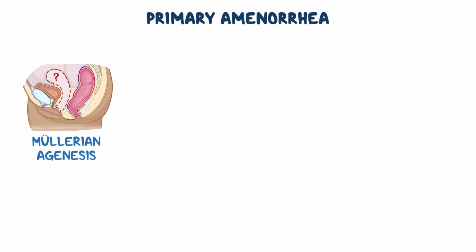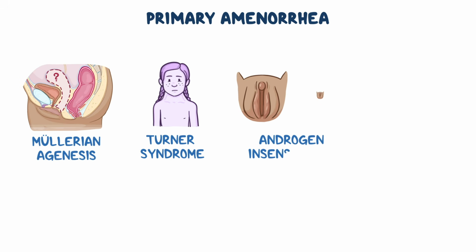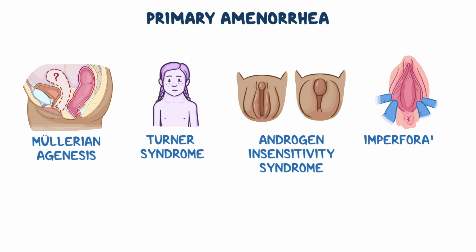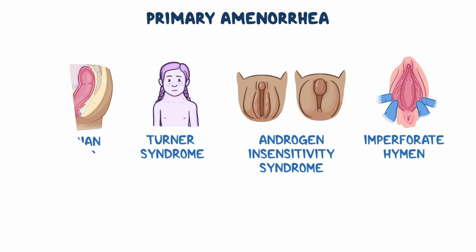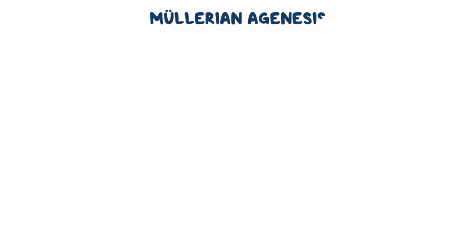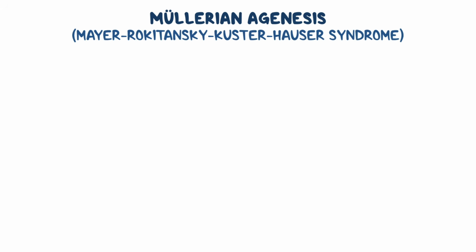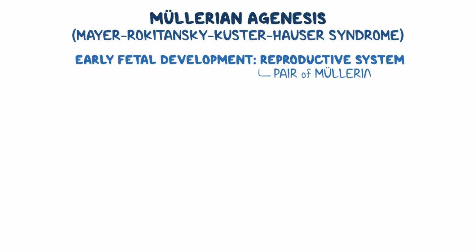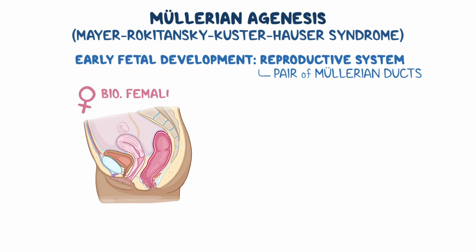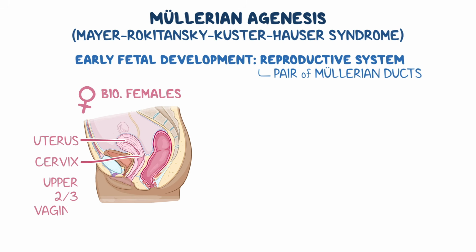The most important causes of primary amenorrhea include Müllerian Agenesis, Turner syndrome, Androgen Insensitivity syndrome, and Imperforate Hymen. Let's start with Müllerian Agenesis, also known as Mayer-Rokitansky-Kuster-Hauser syndrome. During early fetal development, all individuals start the development of a reproductive system with a pair of Müllerian ducts. In biological females, these ducts develop into the uterus, cervix, and the upper 2/3 of the vagina.